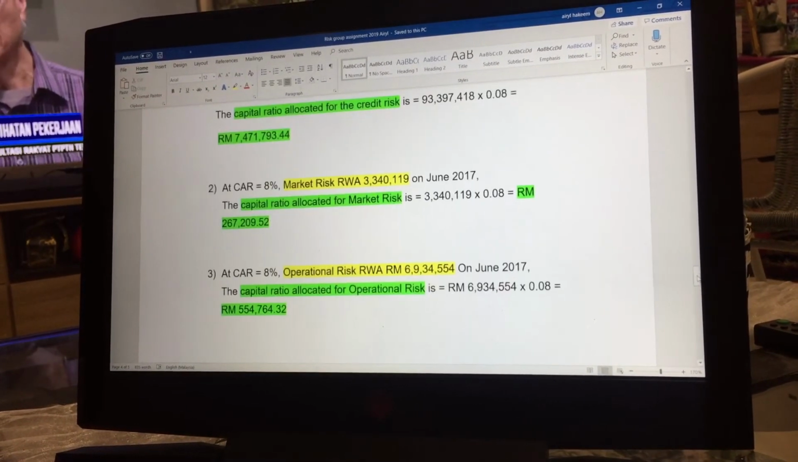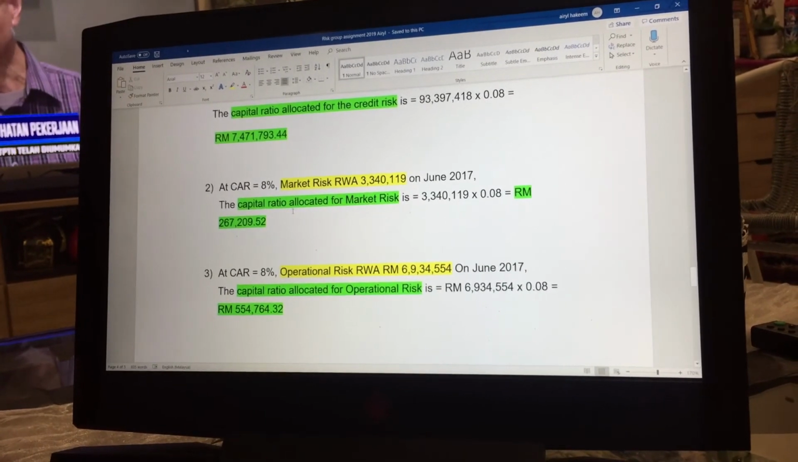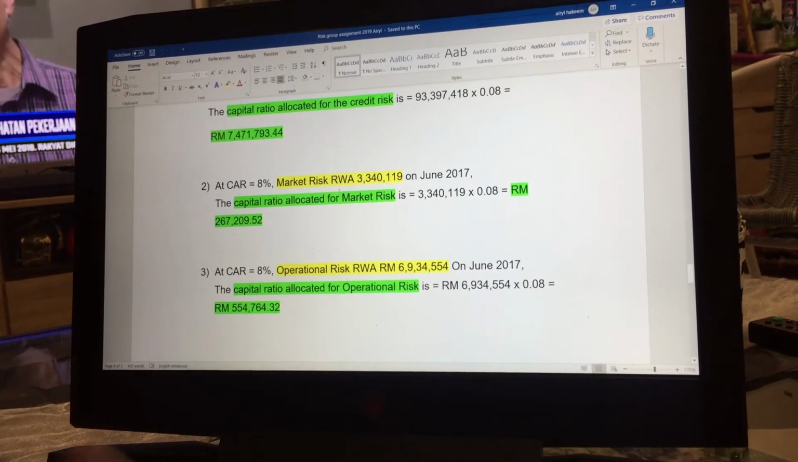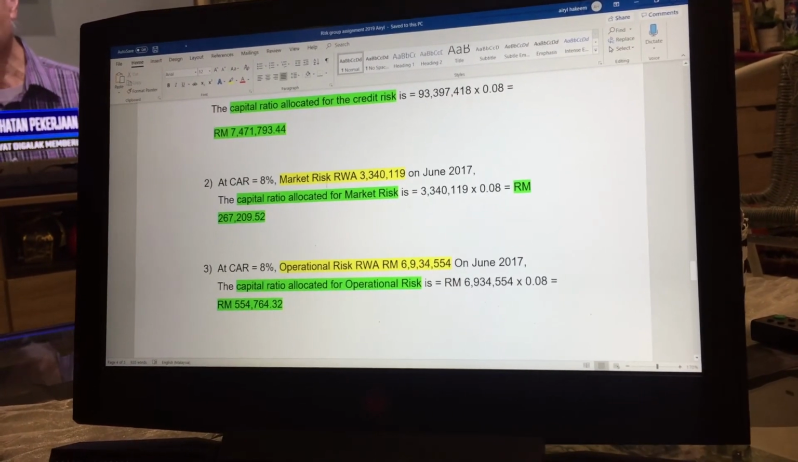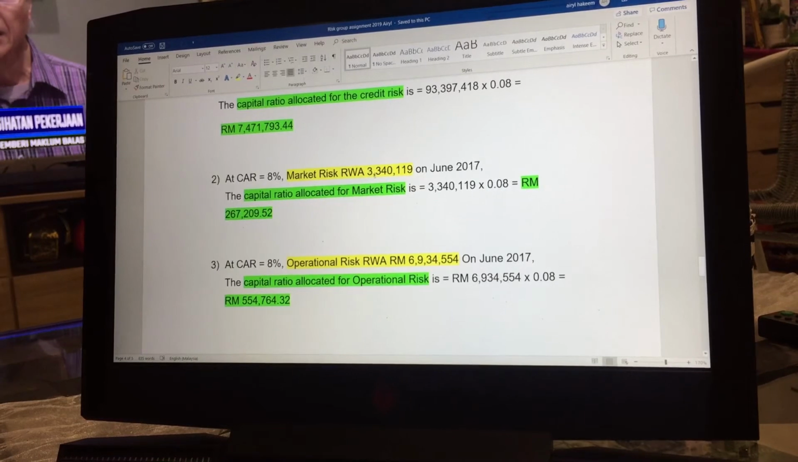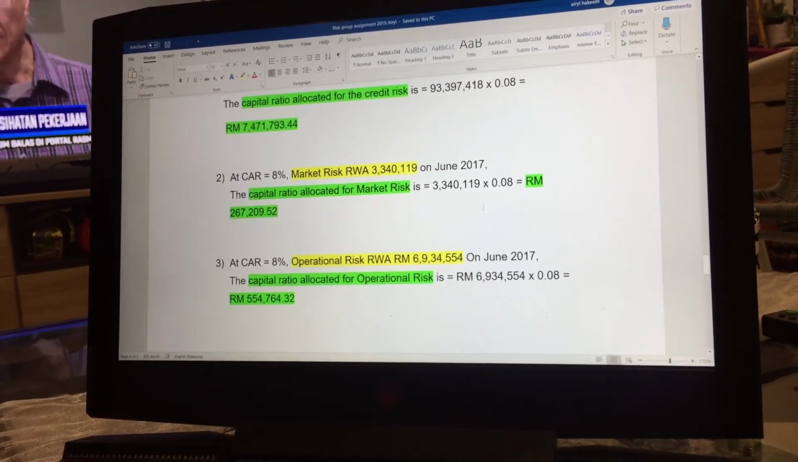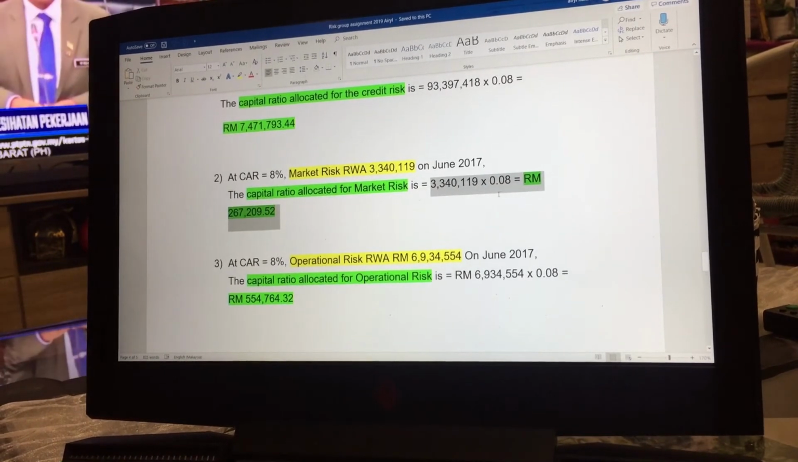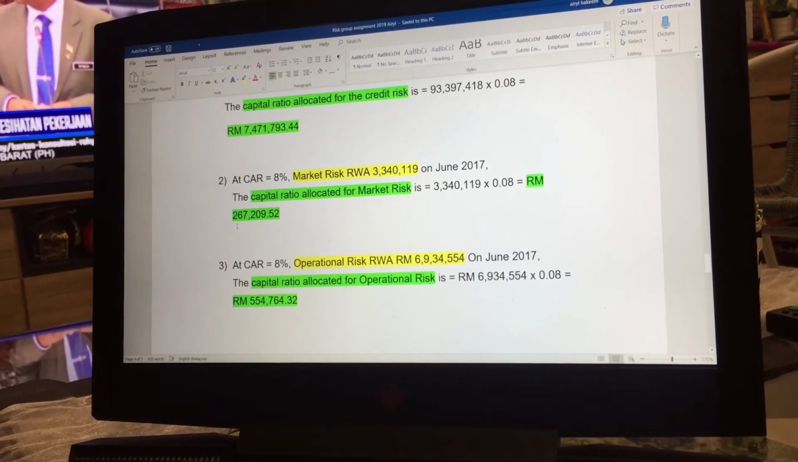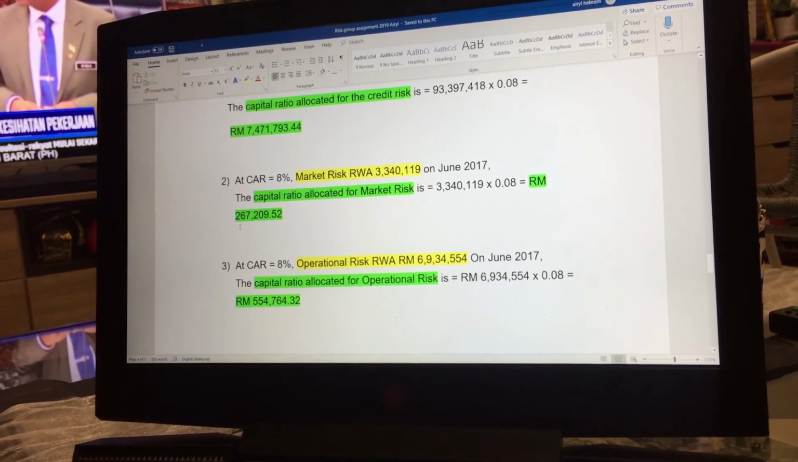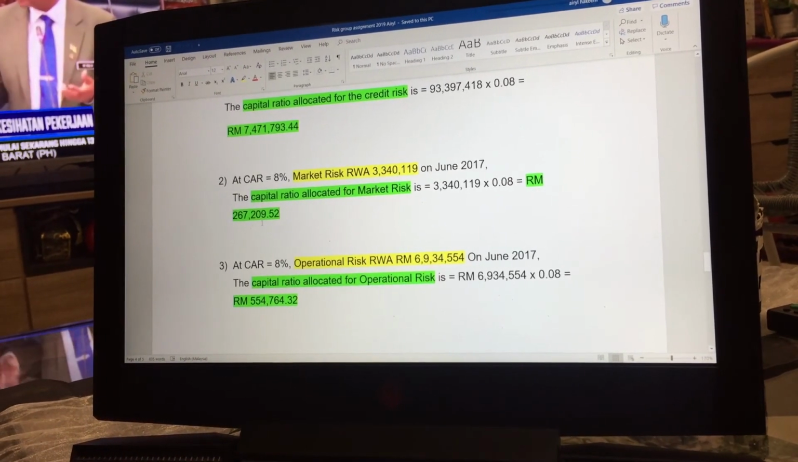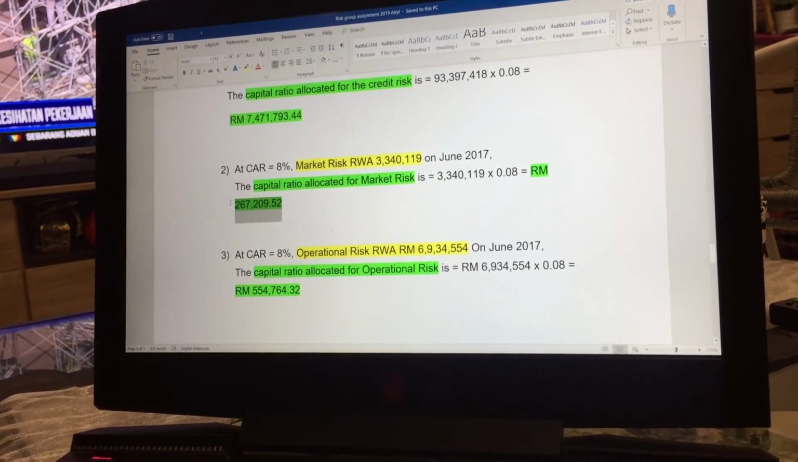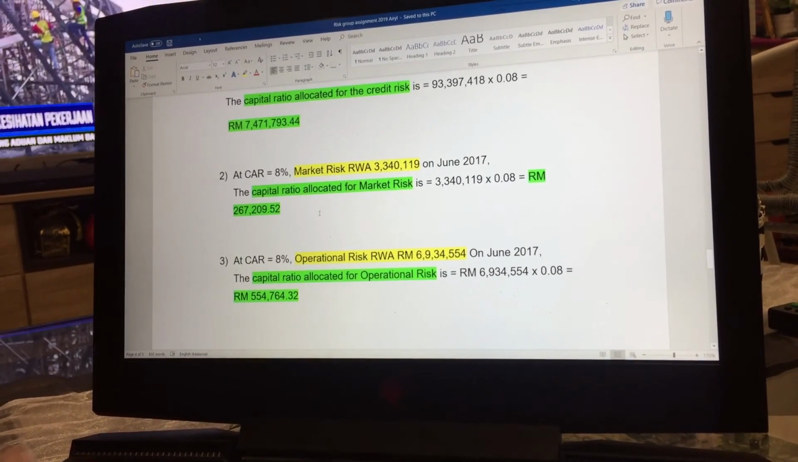The next is how to calculate the capital allocated for market risk. For market risk, we take the same approach as in question number 1. We take the market risk RWA, 3 million plus, and multiply it by the CAR, which is 8%, and after we calculate, we got RM267,209.52, and this is the capital allocated for market risk that the bank decided to put.